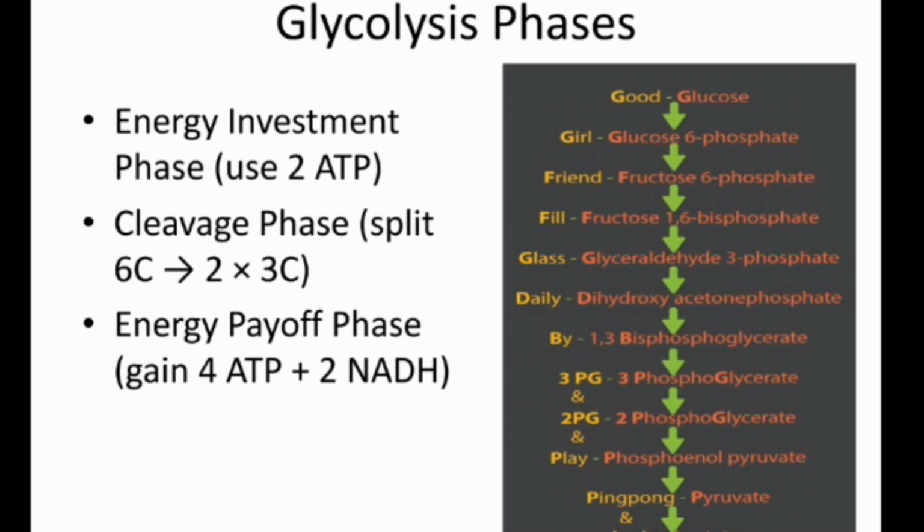So here I added the complete cycle of glycolysis, in which glucose is converted to glucose 6-phosphate, fructose 6-phosphate, fructose 1,6-bisphosphate, glyceraldehyde 3-phosphate, dihydroxyacetone phosphate, 1,3-bisphosphoglycerate, 3-phosphoglycerate, 2-phosphoglycerate, phosphoenolpyruvate, pyruvate and then lactate. You can also remember this by using the mnemonic: good girlfriend, fill glass daily by 3 peg and 2 peg and play ping pong and ludo.